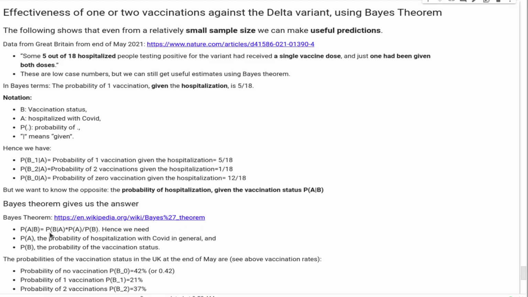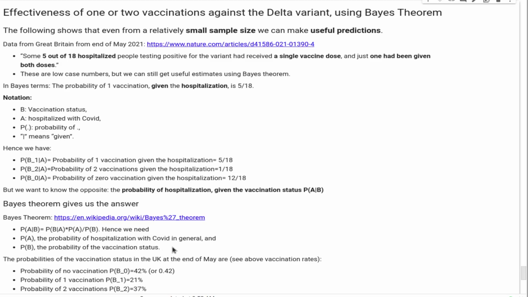So here the first line is actually Bayes' theorem. So it says P of A, the hospitalization, given B, the vaccination status, equals P of B given A, so this is what we just had, times P of A, the probability of hospitalization in general with COVID, divided by P of B, the probability of our vaccination status. So this is the formula we need. So all we need now is P of A, the probability of hospitalization with COVID in general, and P of B, the probability of the vaccination status.